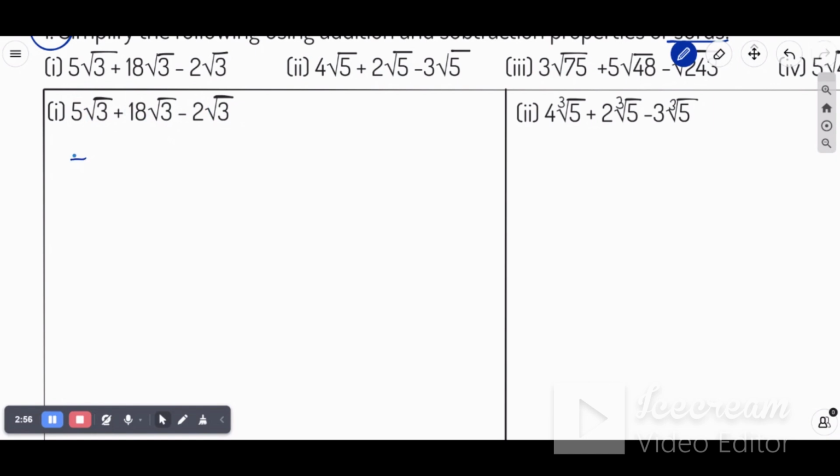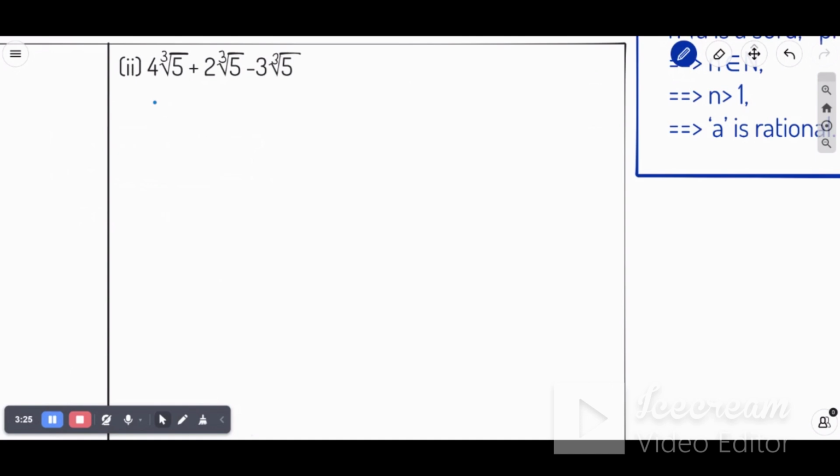So what you have to do is take this 5, please be clear with your symbols, plus 18 minus 2 outside, and all of these have a common root 3. Now just do the common addition and subtraction. 18 plus 5 is 23. 23 minus 2 is 21. And then your root 3. So this is your answer now. Hope you understood this. Let's move on to the next question.